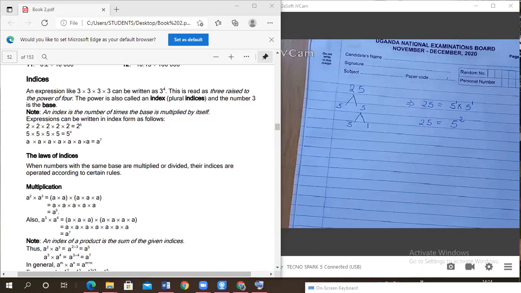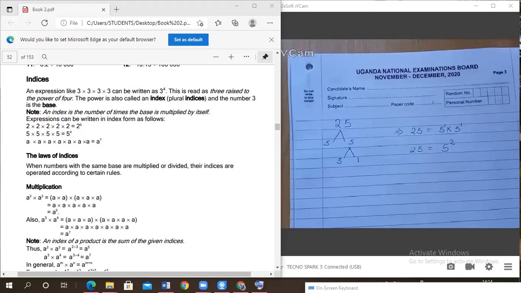So expressing numbers in that form is what we call indices. Is what we call what? Indices. Right together. Can we do some more? Let's try it just to remind ourselves.